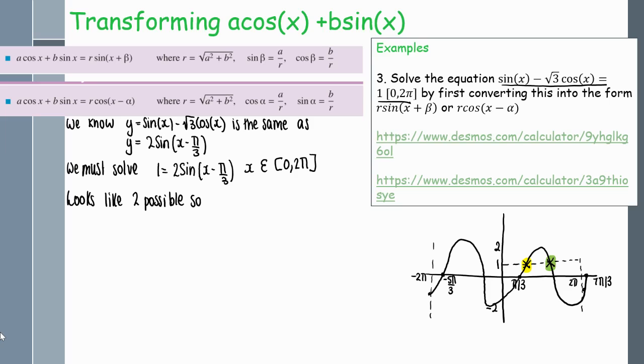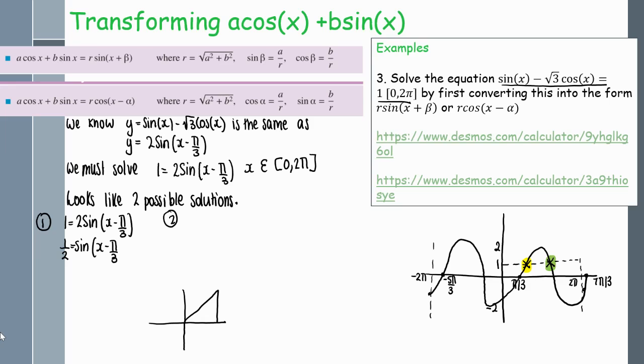Now, let's use a little bit of a trick to find the 2 possible solutions. First solution: what we have to do is take our 1 equals 2 sine x minus pi on 3, and move the numbers outside or around the sine function to the other side. That way I'll get a half equals sine x minus pi on 3.